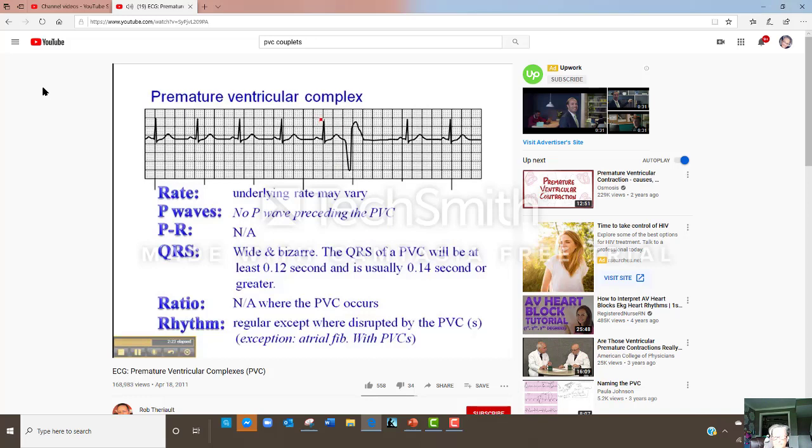Now, one of the things I wanted to mention about premature ventricular complexes is in this particular case, you can tell clearly that this is a ventricular beat for a number of reasons. One, because it's wide and bizarre. Two, because there are no P waves.